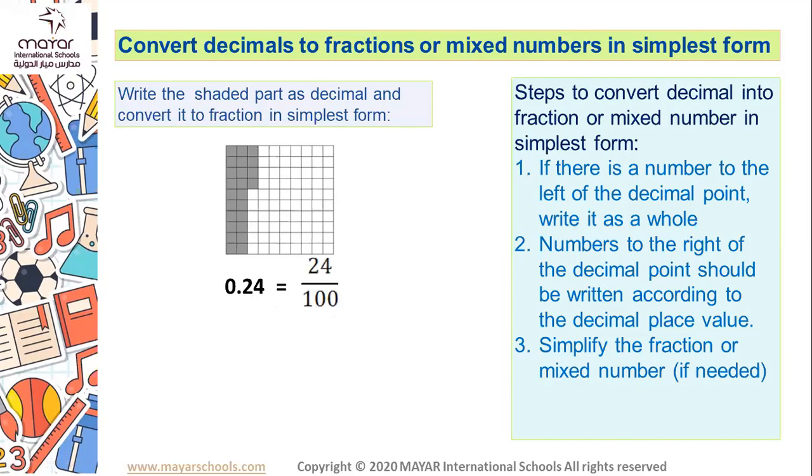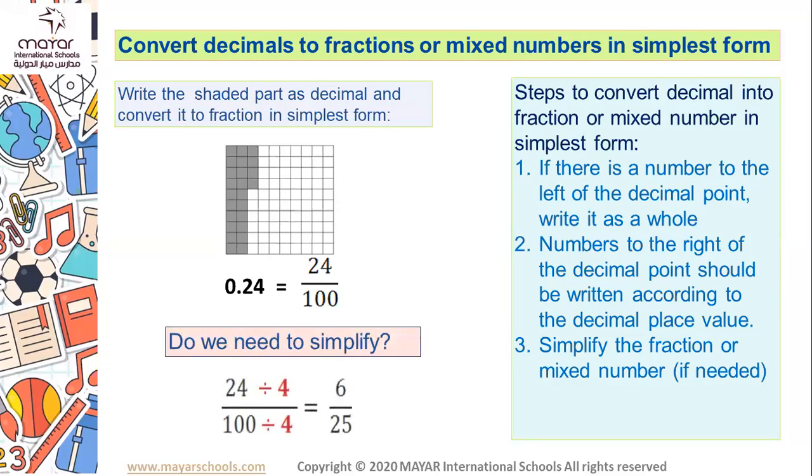Now, is 24 out of 100 in simplest form, Dana? No. How do we simplify it? We can divide both of them by what? By 4, it will be 6 out of 25. How do we know that 6 out of 25 is simplest form? Because there is no common factor between 6 and 25.